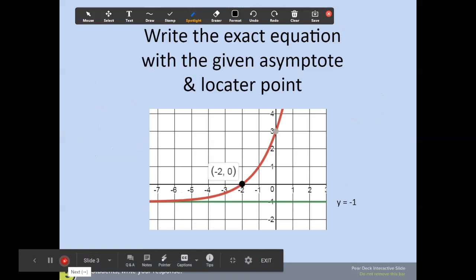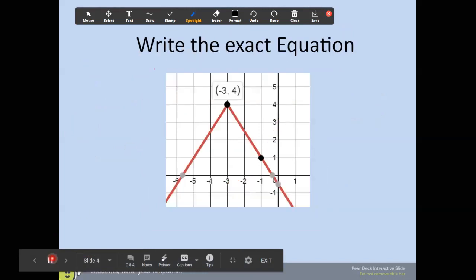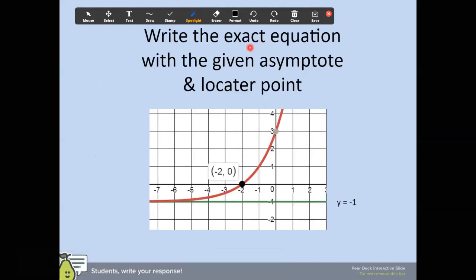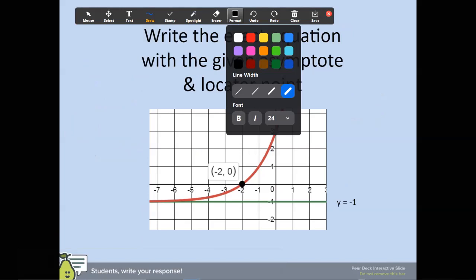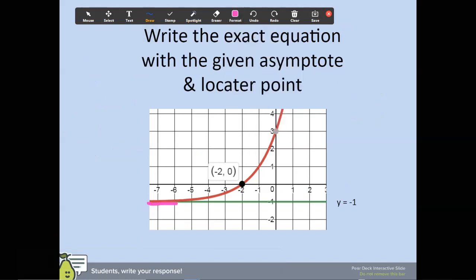On the next one, we want to find the exact, sorry, I went over too many, the exact equation. So this time I definitely need to find my a. So for this, the first thing I'm going to be looking at is my asymptote, my vertical asymptote. So I'm going to draw this in pink. So this asymptote right here, which is at y equal -1, this is going to tell me that my graph has been moved down 1. So I know I'm going to have a -1 at the end of my equation.